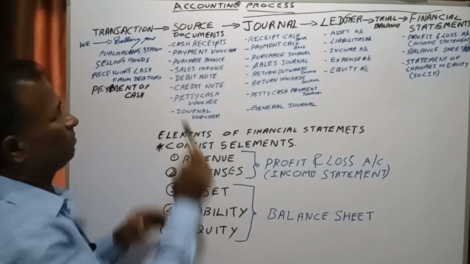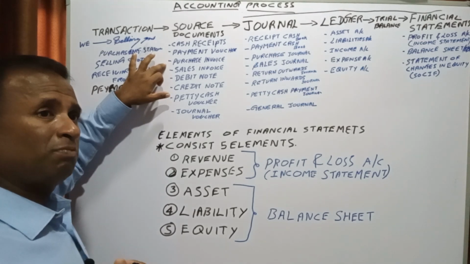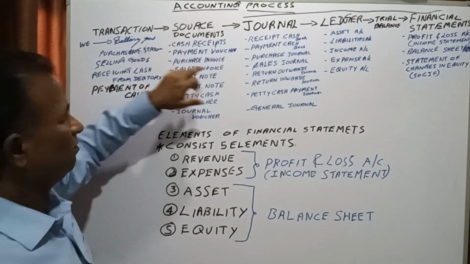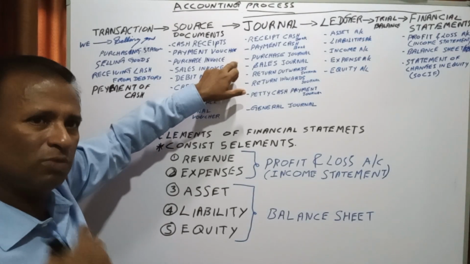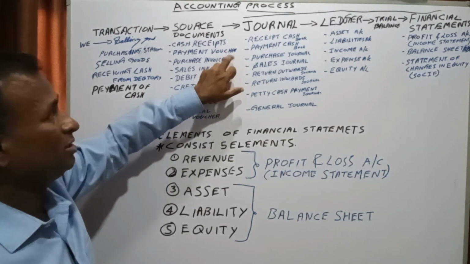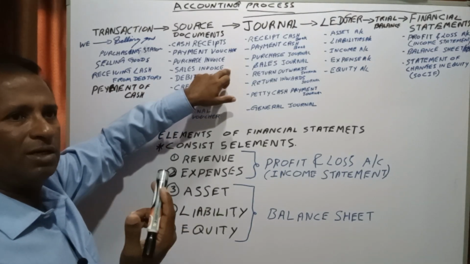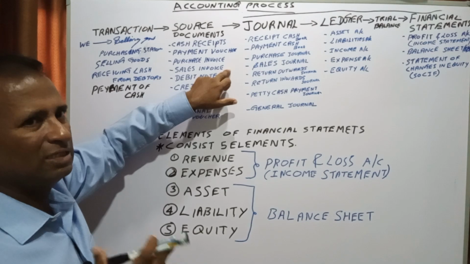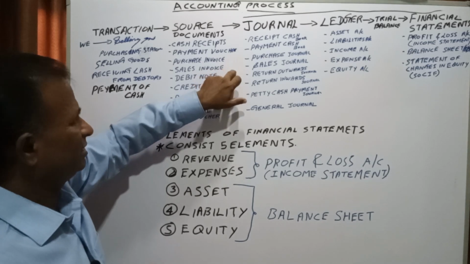Purchase invoice: this source document we will receive when we do the purchasing from a third party, another party. We are purchasing furniture, in which case the invoice will be issued by the person who is selling the furniture to us. That is the purchase invoice. Sales invoice: when we are making sales to the other party, we have to issue a document called sales invoice. So that is the source document for our sales.